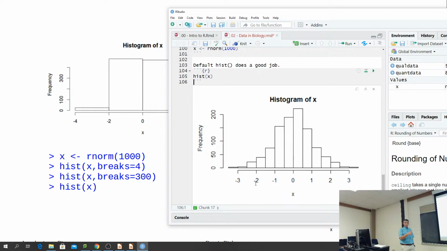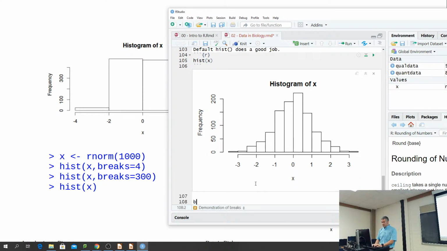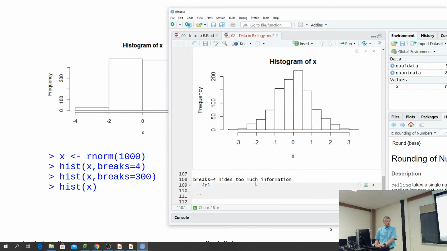Yeah, it kind of looks like what we would typically think of as a normal bell curve. All right, so let's mess around with things. Breaks equals 4 hides too much information. So first we're going to do breaks equals 4. Hist of x, breaks equals 4.